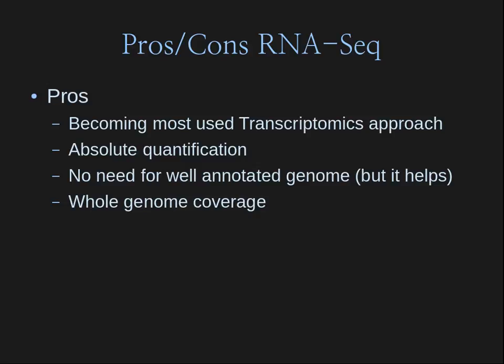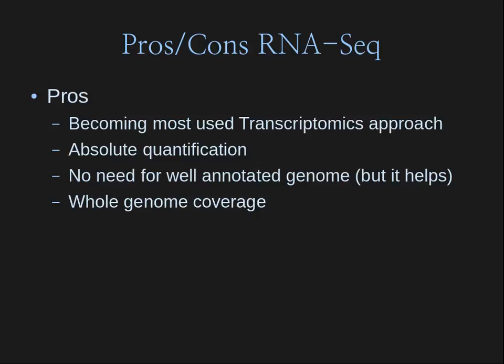Okay, so pros and cons of RNA-Seq. First off, it's becoming the most used transcriptomics approach. And the other nice thing, unlike microarrays, is that this is going to give you absolute quantification of the number of transcripts. Remember with microarrays, because we're just getting fluorescence, this gives you relative quantification. And if you have some good things that you can calibrate your fluorescence to, you can get a really close idea, but it's not giving you the absolute quantification like you have in RNA-Seq.